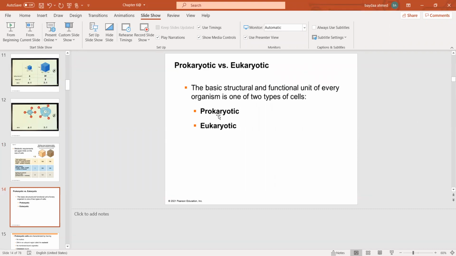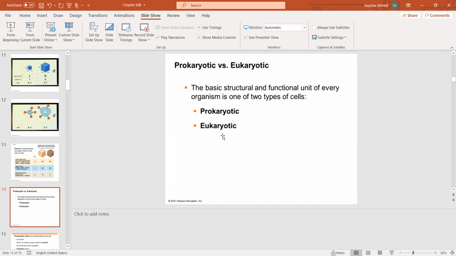The prefix pro means before, but here it's more like primitive. Karyon, or karyotic, means kernel or the center, and here it means the nucleus. So karyon means the nucleus, and pro means a primitive nucleus. For eu, it means true or real. Karyon is the nucleus. So the eukaryotic cells have a real nucleus. Here they have a primitive nucleus.